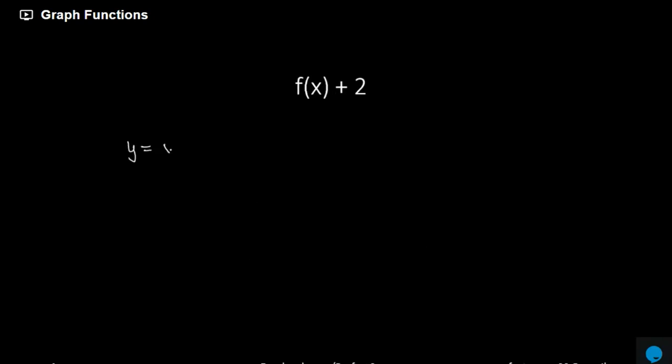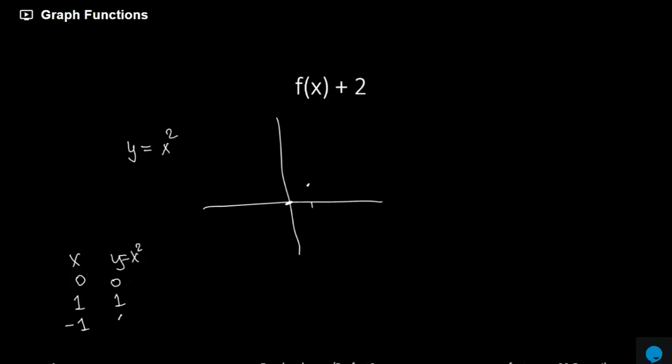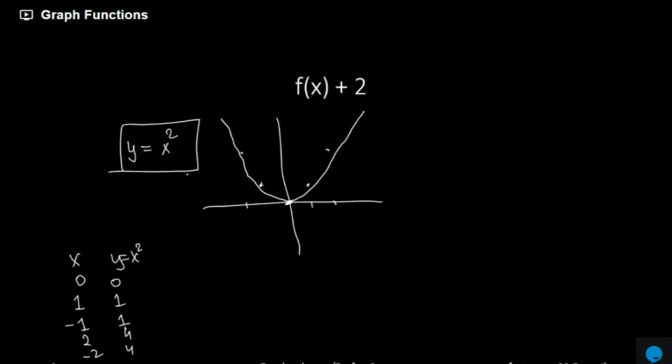Let's suppose I talk about this function y is equal to x squared. So if I draw the graph of this function here, when x is 0, then y is also going to be equal to 0. That means there is a point over here. When x is 1, y is going to be 1. When x is -1, y is going to be 1. When x is 2 or -2, y is going to be 4. That means the graph is going to look something like this. So this is the graph of y is equal to x squared.